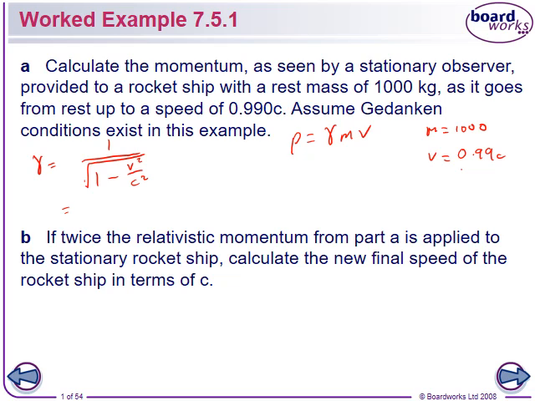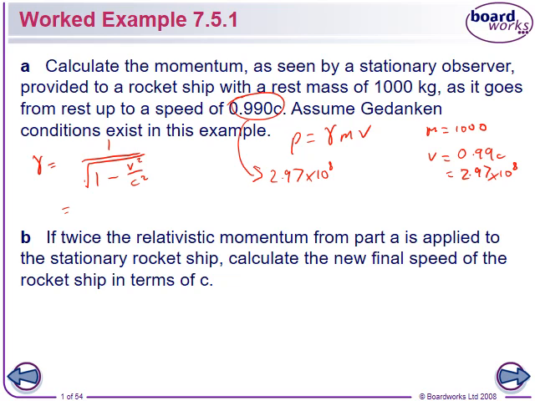So we need to put in some values for this. So let's have a look. 0.99 times 3 times 10 to the power of 8. Okay, so 0.99c gives us 2.97 times 10 to the 8 as our velocity. Okay, let's put that over here as well: 2.97 times 10 to the 8. So if we just take the speed of light and multiply it by 0.99, that's what you get.